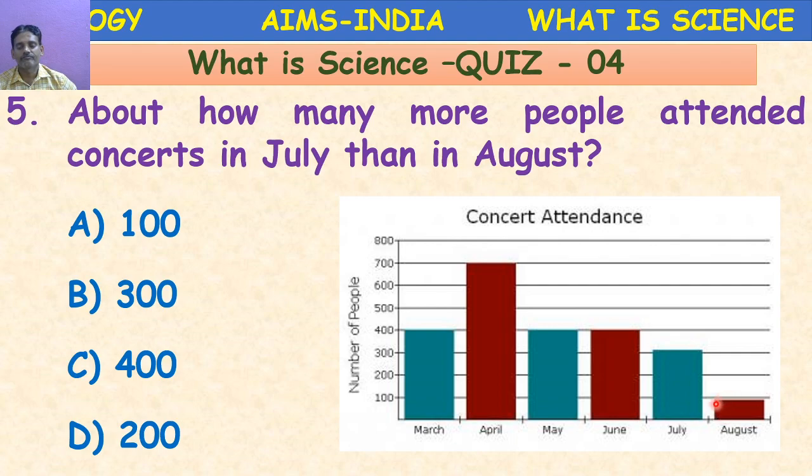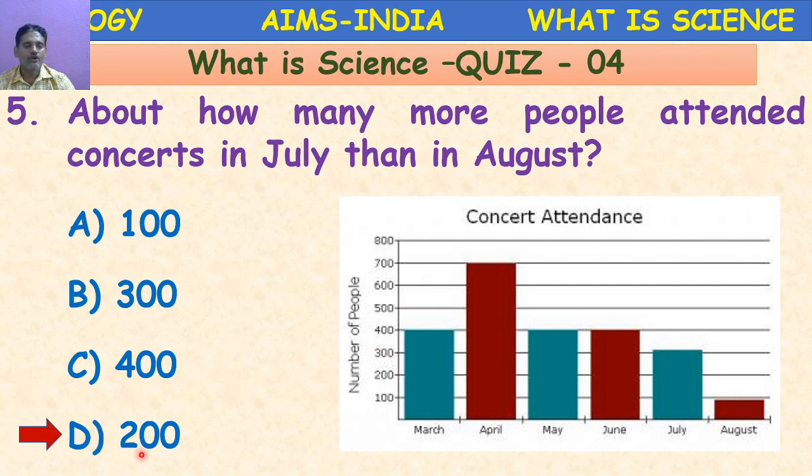So what do you have to do here? Here the number of people attended is given on the y-axis, 100, 200, and on the x-axis months are given: March, April, May, June, July, August. You need to compare July and August. In July 300 people attended. In August 100 people attended. So how many more people attended in July compared to August? So you have answered.